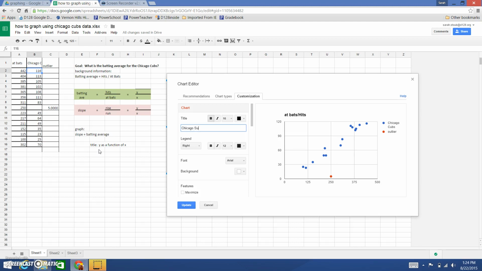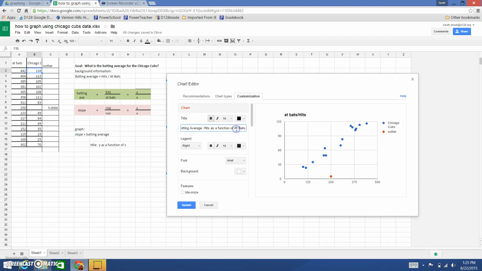Chicago Cubs batting average. I'll put in a colon. So I've got my purpose. And now the second part of my title, I want to include what's on Y and what's on X. On the Y-axis, I have hits. And I could say hits versus at-bats, but then you really don't know what's on Y and what's on X. It doesn't make much sense. If you say hits as a function of at-bats, that term, as a function of, tells you that hits is the Y and at-bats is the X. It's kind of like when you hear in math class, Y is a function of X. That's exactly what it's telling you, what's on Y and what's on X. So in this case, instead of saying Y is a function of X, I said hits, which is my Y, as a function of my X, at-bats.